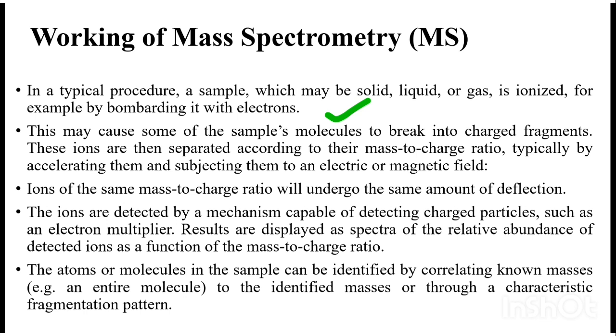Results are displayed as spectra, as a graph of the relative abundance of detected ions as a function of mass to charge ratio. Atoms or molecules in the sample can be identified by correlating known masses to identified masses or through a characteristic fragmentation pattern.